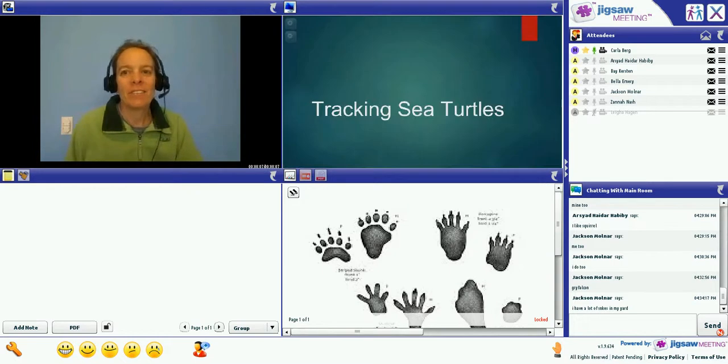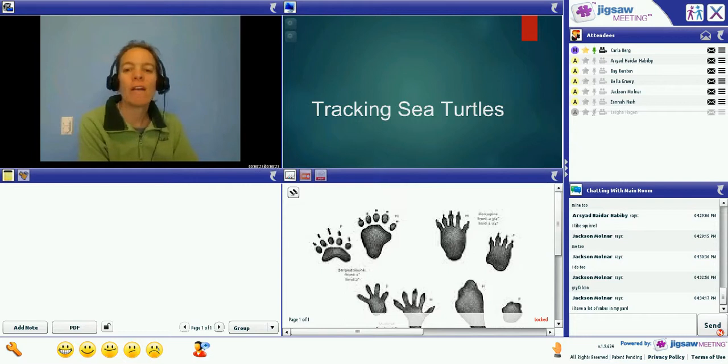So now what we're going to do is talk about the other type of tracking. The tracking that we talked about with the satellites. And we're going to talk about tracking sea turtles.